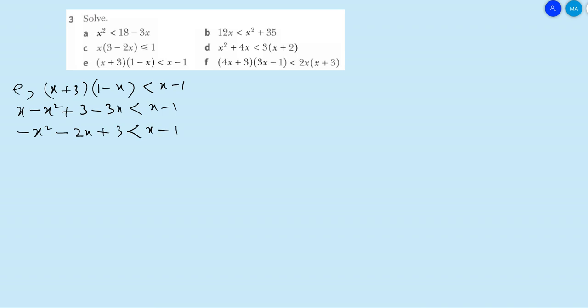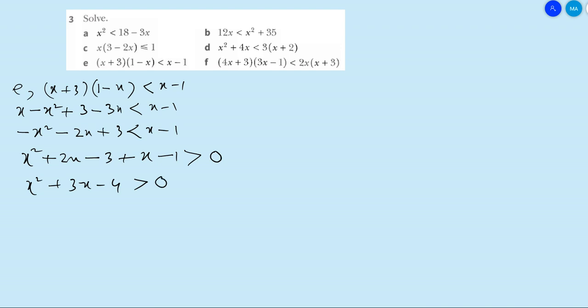Now shift all of minus x squared minus 2x plus 3 to the right hand side. So minus x squared becomes plus x squared, minus 2x becomes plus 2x, plus 3 becomes minus 3, and this plus x remains plus x. This minus 1 remains minus 1. Because all the terms shifted to the right hand side, the left hand side is 0, and the sign of the inequality remains the same. So x squared plus 3x minus 4 greater than 0.